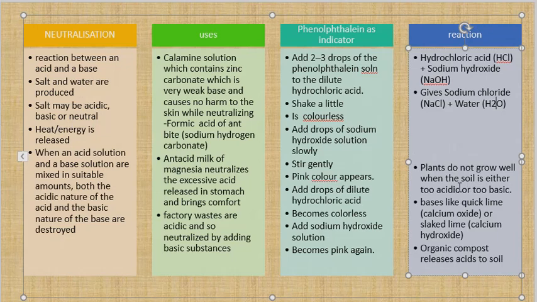Plants do not grow well when soil is either too acidic or too basic. So bases like quick lime, calcium oxide, or slaked lime, calcium hydroxide are added. Lime or limestone products are called calcium. Calcium oxide, calcium hydroxide, or acid. Oxide is acidic, hydroxide is basic. This is added to the soil. So the acidity or the basic characteristic of the soil is removed, and then plants can grow.